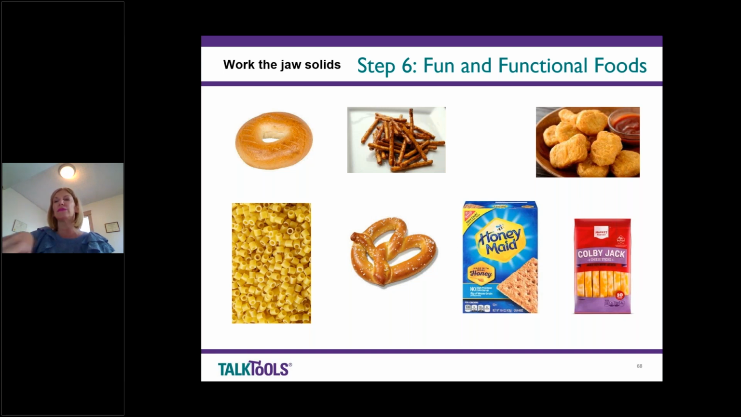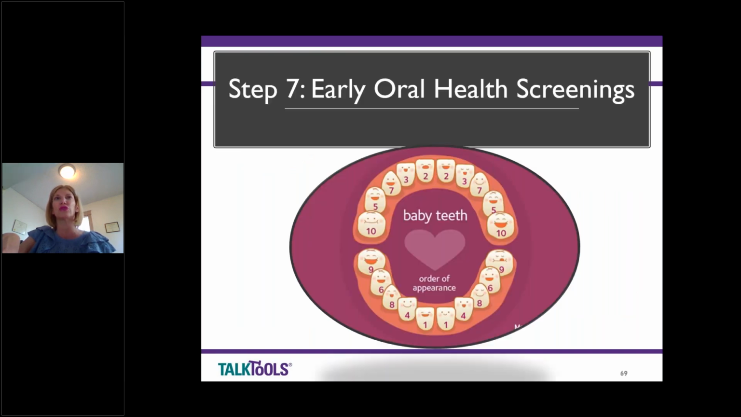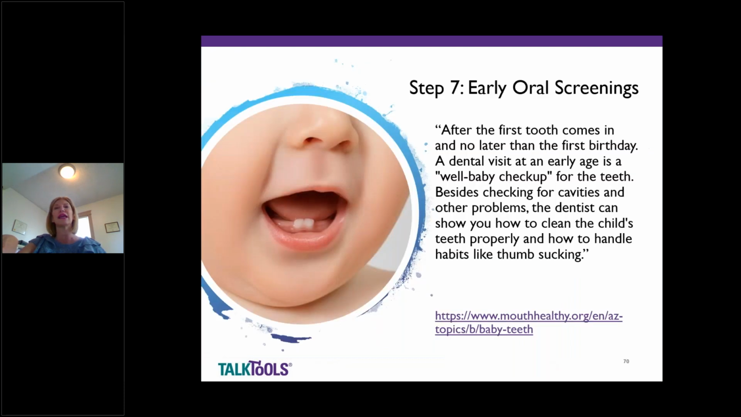We want to expose them to all these different textures because that helps with jaw development, and jaw development also guides orofacial growth. Step 7, very important, and I didn't know about this until I became a certified orofacial myologist, is that early health screenings are key. The first oral screening should be after the first tooth comes in and no later than the first birthday.